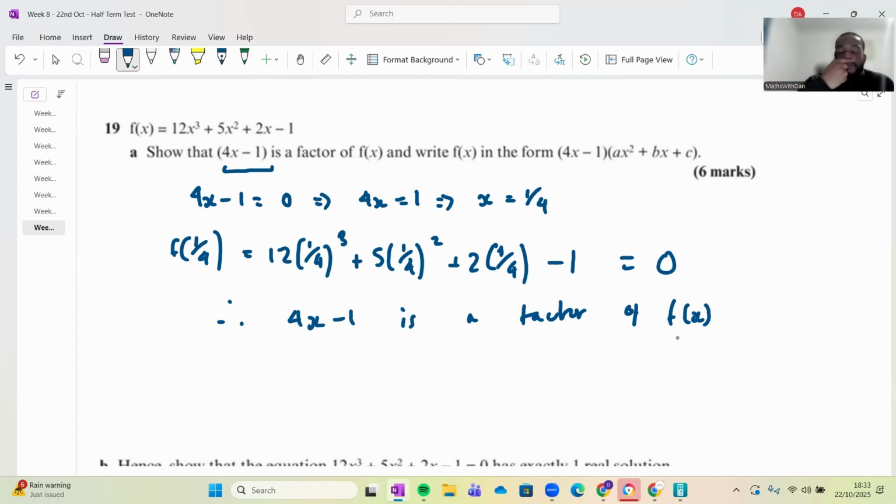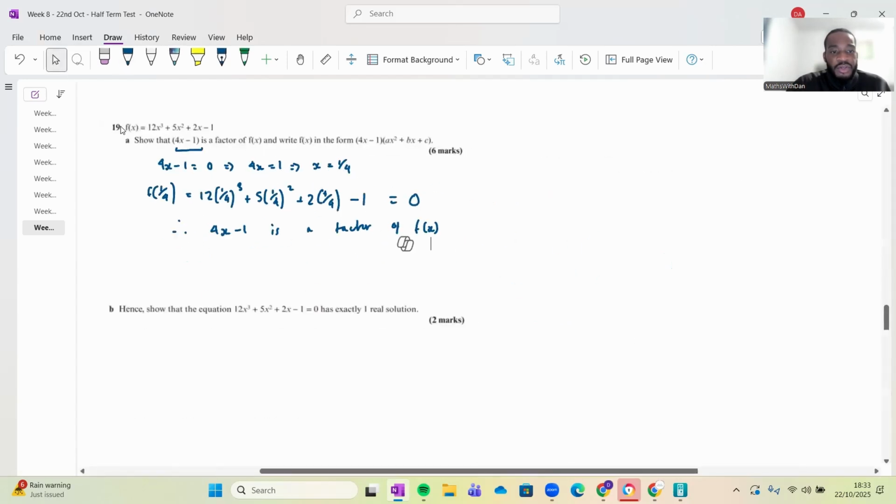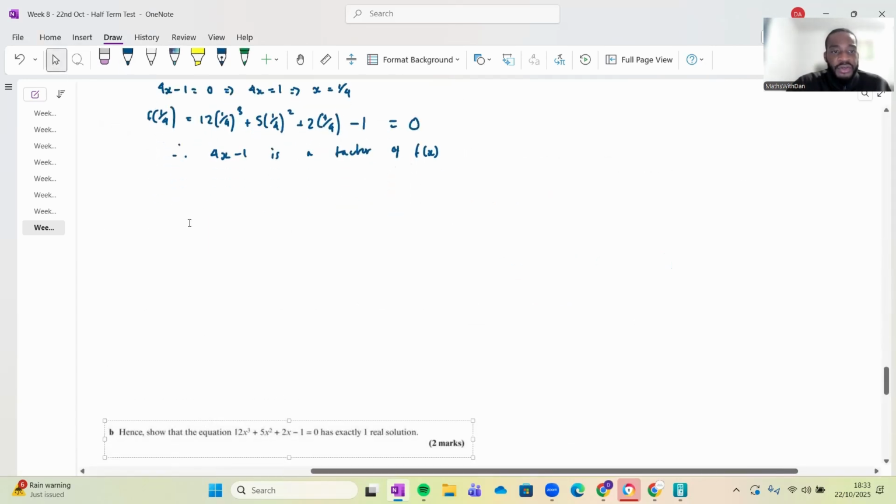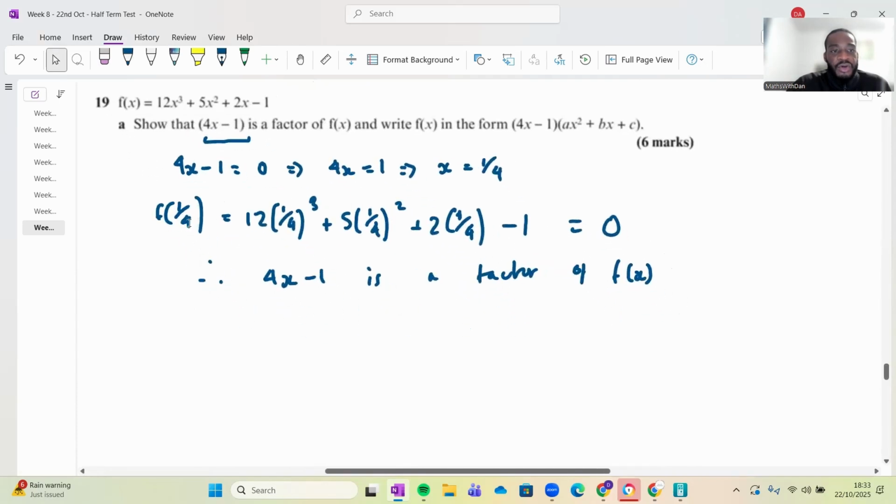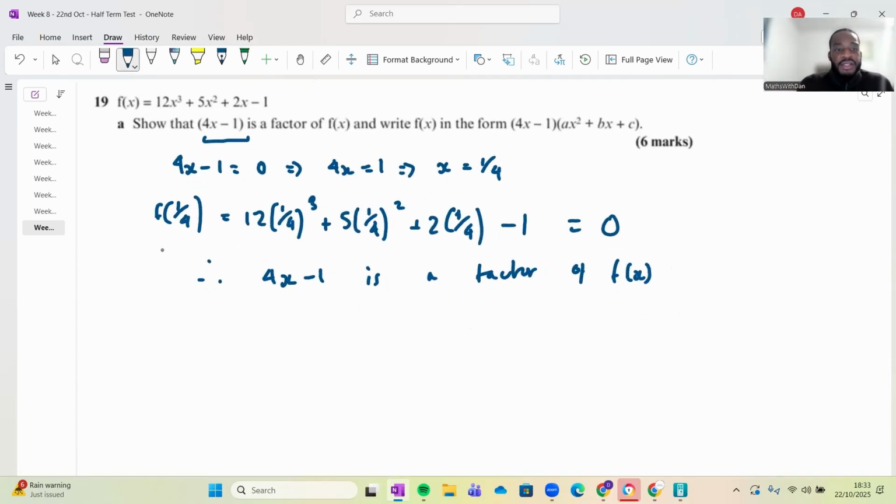Now, the next part of this question says to write f of x in the form 4x minus 1 times a quadratic factor. That means we have to use long division to get what that quadratic factor is, isn't it? So I'm going to use long division here. So we've got 4x minus 1, and then we've got 12x cubed plus 5x squared plus 2x minus 1.